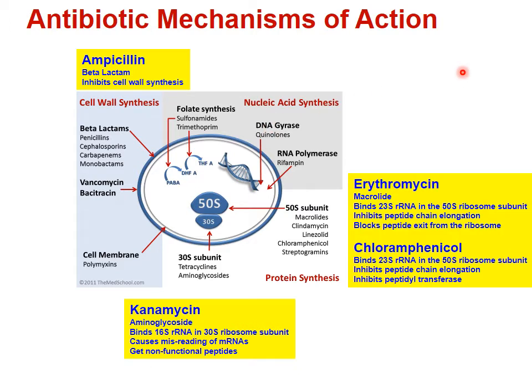A couple other that we're going to use are erythromycin, it's a macrolide. It binds also to the ribosome, but to 23S ribosomal RNA, which is in the 50S subunit of the ribosome, right here. This inhibits peptide chain elongation, so you can imagine how that might be bad for a cell. It blocks the peptide exit from the ribosome. Chloramphenicol binds also to the 23S ribosomal RNA in the 50S ribosomal subunit, and it again inhibits peptide chain elongation, and this inhibits peptidyltransferase.